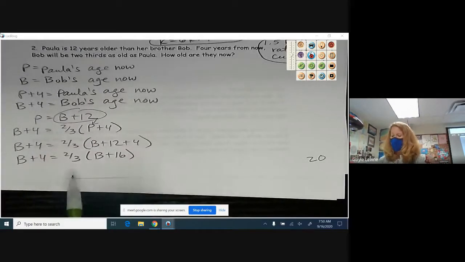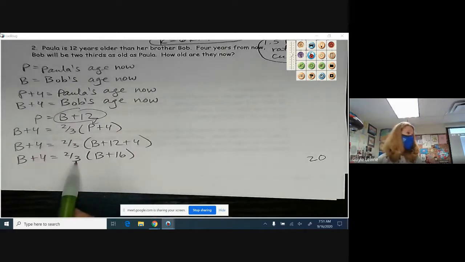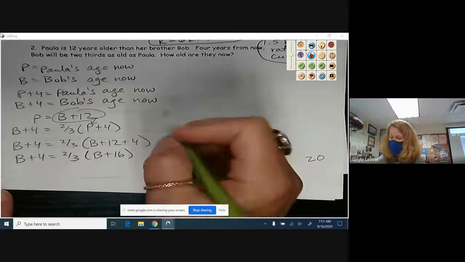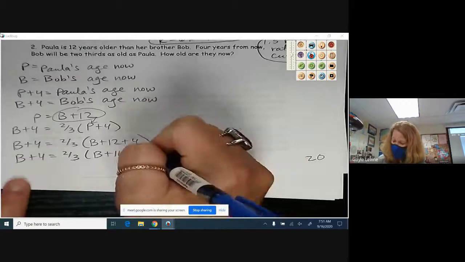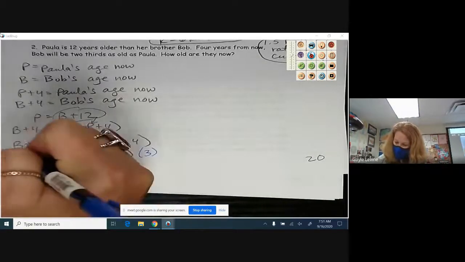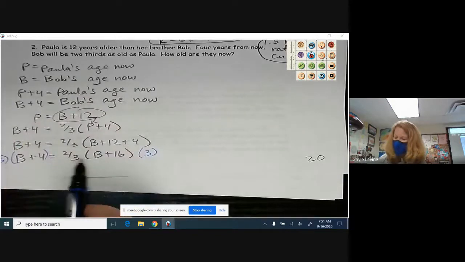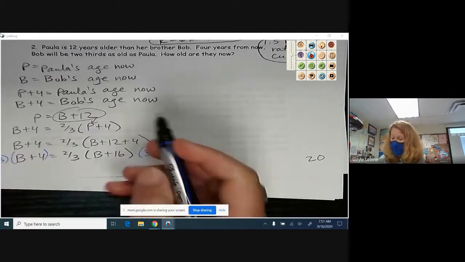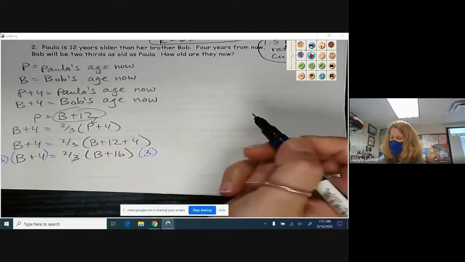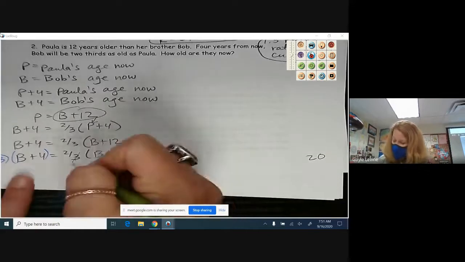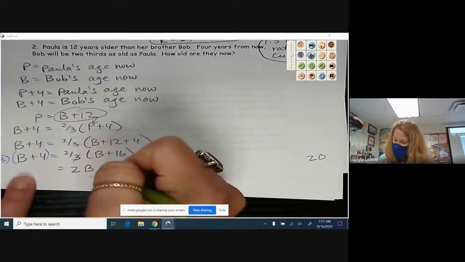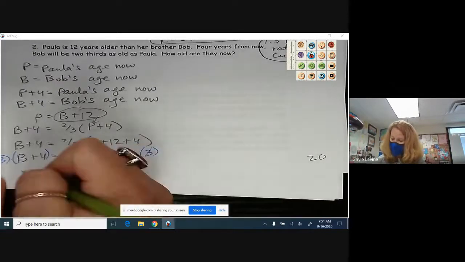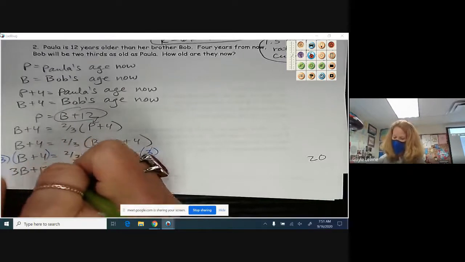All right, and now I'm going to use the same strategy that we used a couple minutes ago to get rid of that 3 in the denominator, and hopefully you remember doing some of this in algebra. So to clear out the fractions, you can multiply by the reciprocal. So I'm going to multiply each side by 3. Now, this is 2/3 times a binomial or an expression times 3. So the 3's cancel. So then the right-hand side here is going to become 2b plus 32. And then the left-hand side will be 3b plus 12.